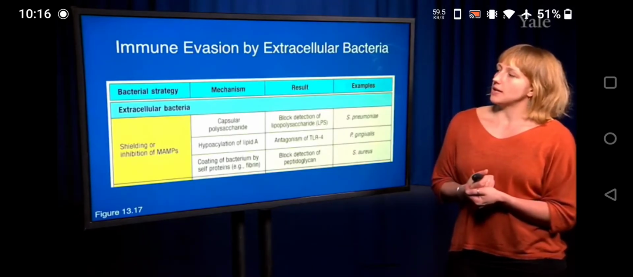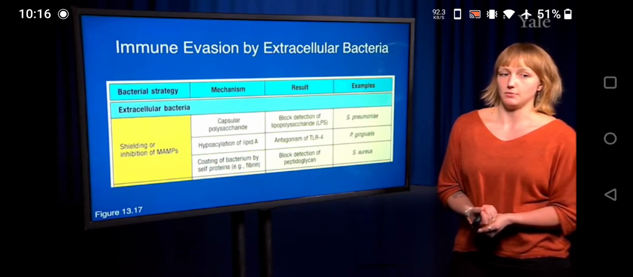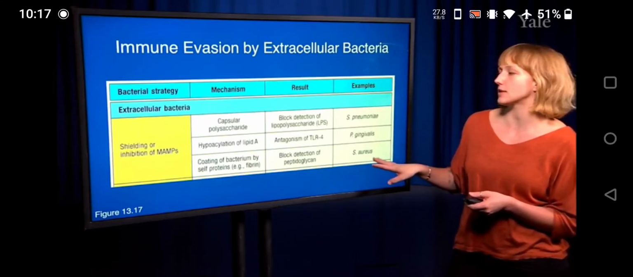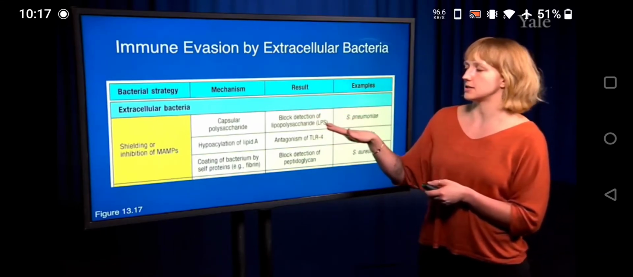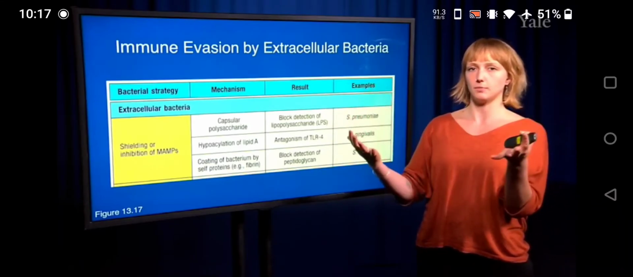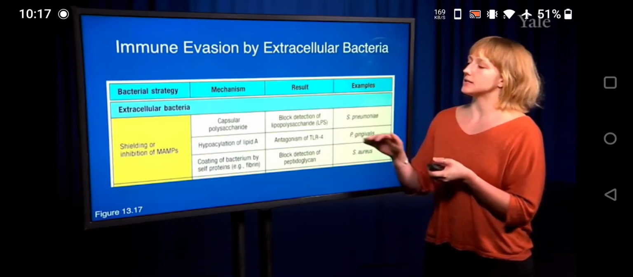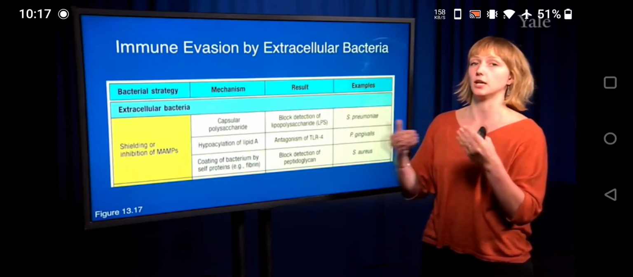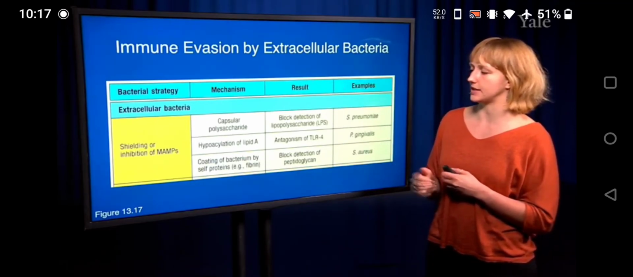Now, extracellular bacteria also have a variety of different mechanisms by which they subvert the immune responses of the host, including shielding or inhibition of PAMPs, as we talked about with intracellular bacteria. So here, bacteria have evolved ways of blocking the detection of LPS. If you can remember, LPS is the outer wall component of gram-negative bacteria that is recognized by TLR4. And many gram-negative bacteria have evolved mechanisms to prevent the TLR4-LPS interaction. Again, you can antagonize TLR4 to prevent its activation.